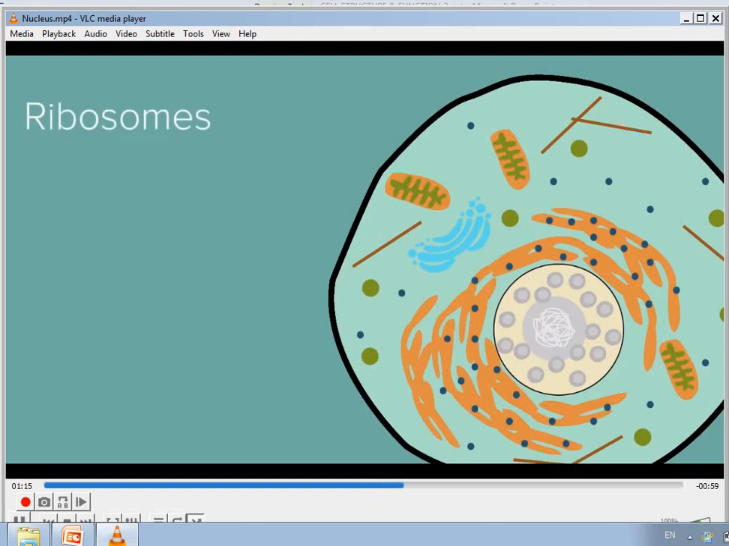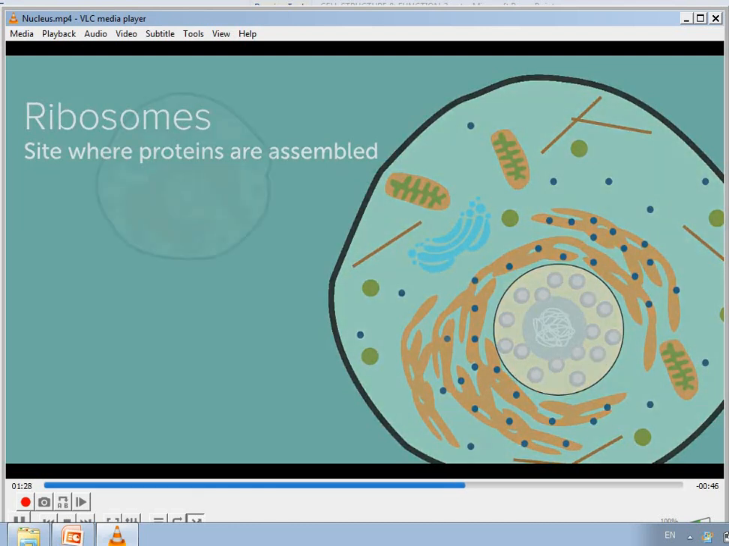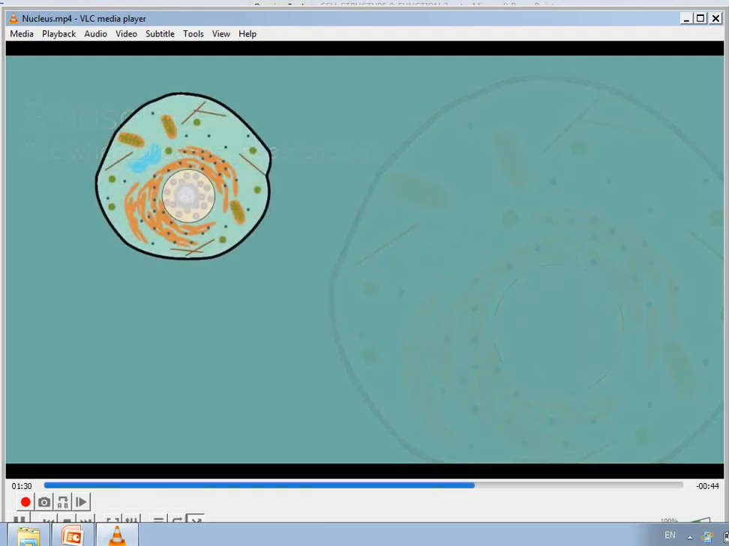Ribosomes are very important to living things. They're the site where proteins are made. Proteins are used in the body to build structures. In the same way that lumber is used to build a house, proteins are the scaffolding of the human body.